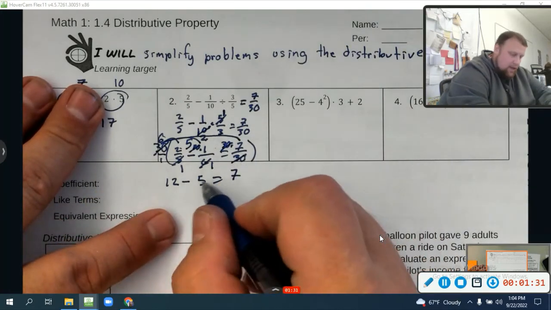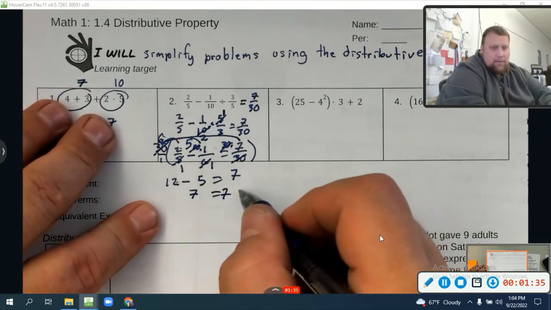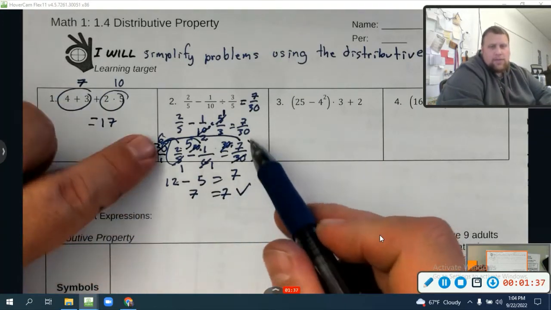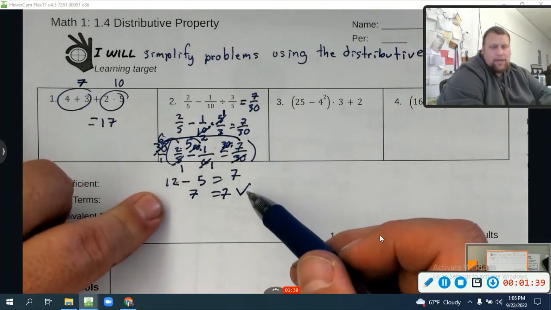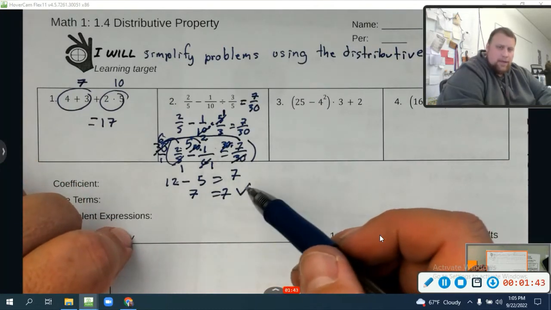And let's check this out. 12 minus 5 is 7, equals 7. Is that a true statement? Yes, it is. So this one's a little different, but this is how we would do a check to make sure something's true. If you come out with a true statement, it's true. Awesome. Let's go on to the next one.